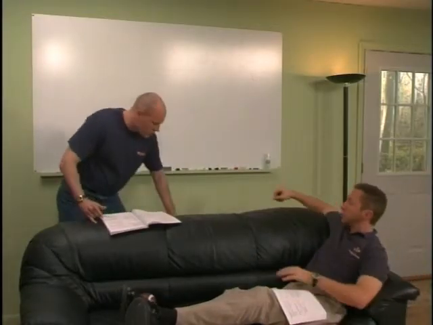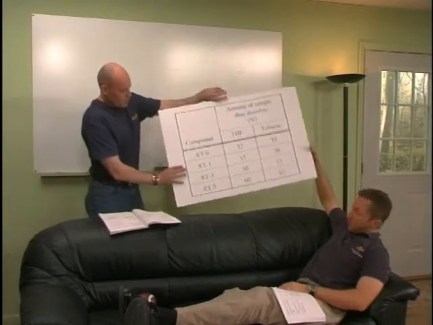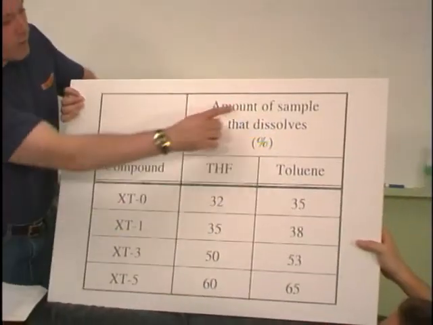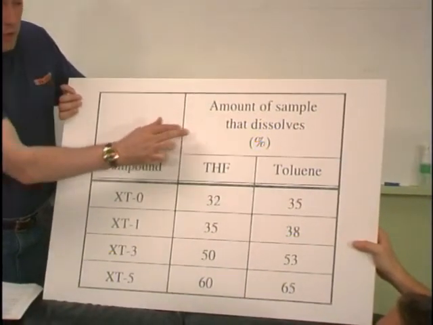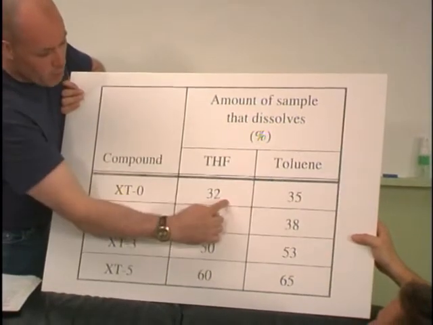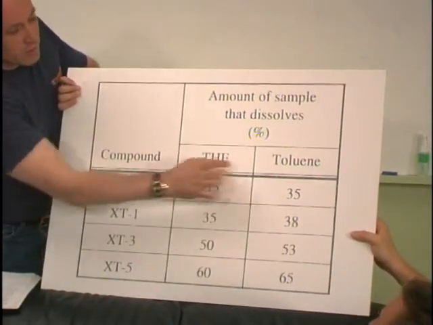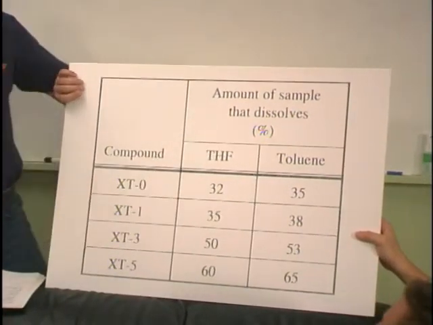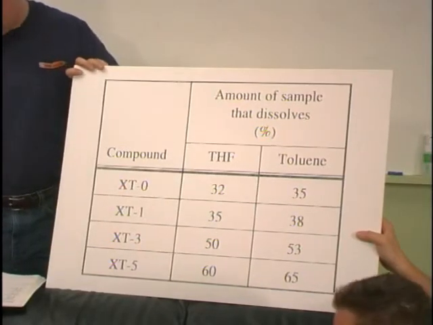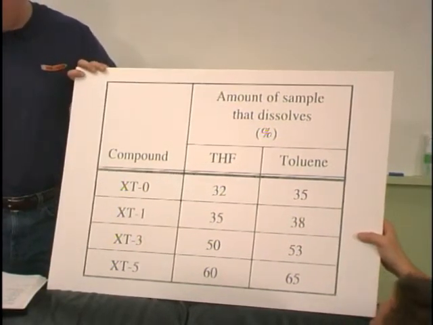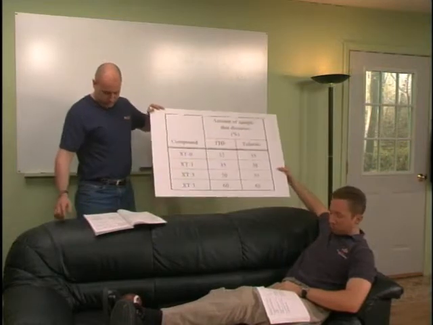Okay. All right, we're on passage 9, number 55. Which of the following conclusions about XT solubility is most consistent with the data in Table 1? If we take a look at Table 1, the amount of sample that dissolves, we see that at every point, more toluene dissolves than THF. So therefore, answer choice D is correct. XTs are more soluble in toluene than in THF.